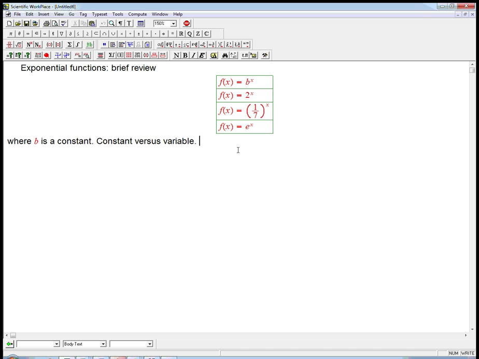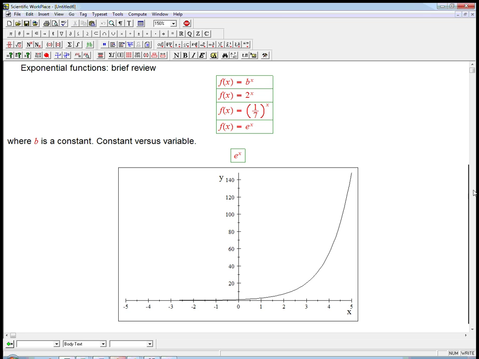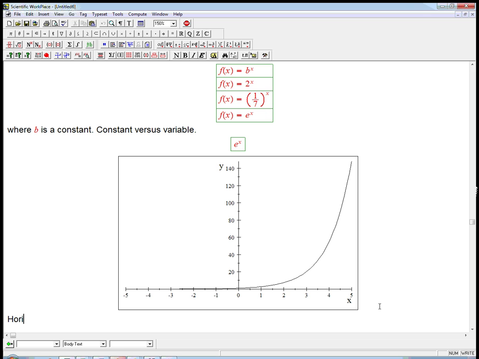So, what do these things look like? Well, let's do e to the x again, and let's just let the computer graph it, and then explain why it has the graph that it does. So, let's see what the features are. Okay, it's got a horizontal asymptote only to the left. The horizontal line y equals 0, the x-axis, on the left only.